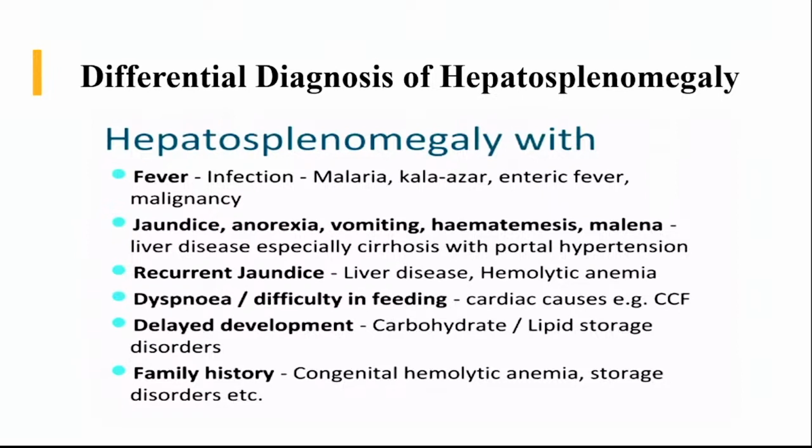about infection. If there is jaundice, anorexia, vomiting, we should look for liver diseases and cirrhosis as well with portal hypertension. If the patient has a history of recurrent jaundice, we again have to think of liver disease and hemolytic anemia. Dyspnea, difficulty in feeding, we should think about cardiac problems. And for delayed development in children, we have to think about carbohydrate and lipid storage disorders. And if there is a family history of genetic disorders as well, this will make us think more about those diseases.